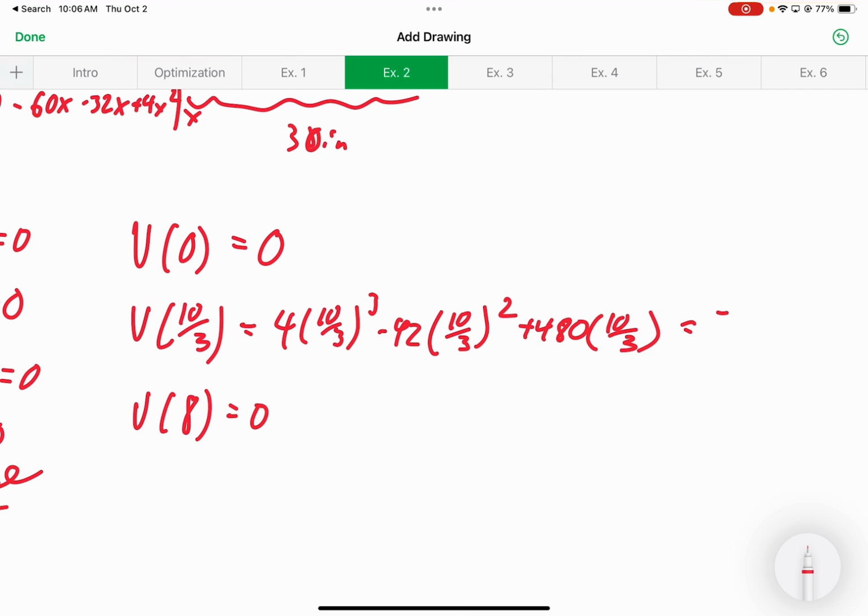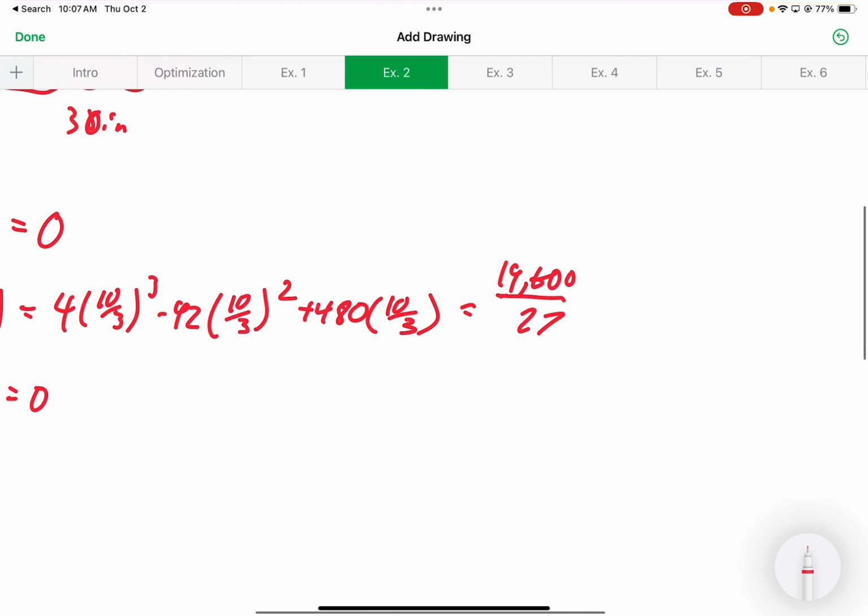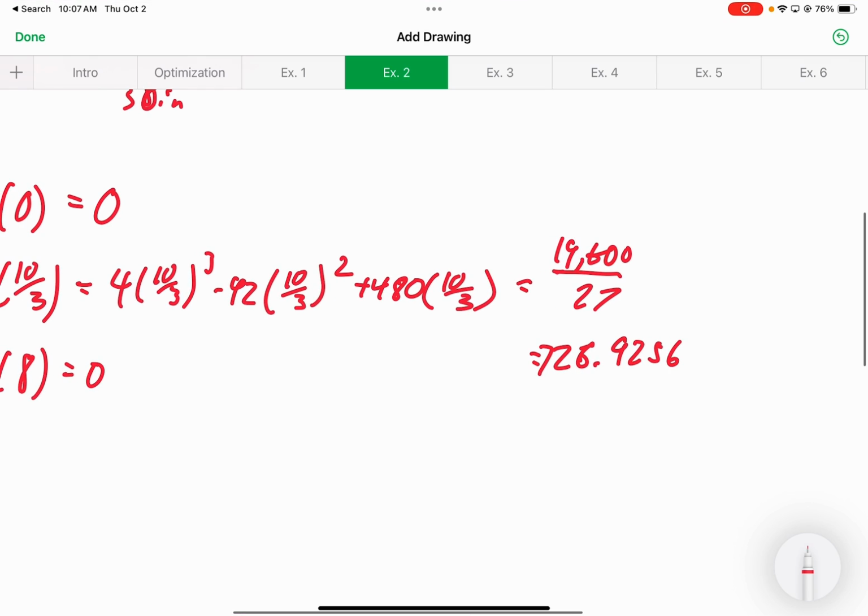Let me just do some quick mental math here. What do you think? 19,600 over 27? Does that sound right? That seems right, right? I remember that number from last period. We did this example last period, of course. 726. What'd you get, Max? 726. On the nose? No, I didn't think so. 726 point what? 726.9259. Oh, okay. 726. All right.